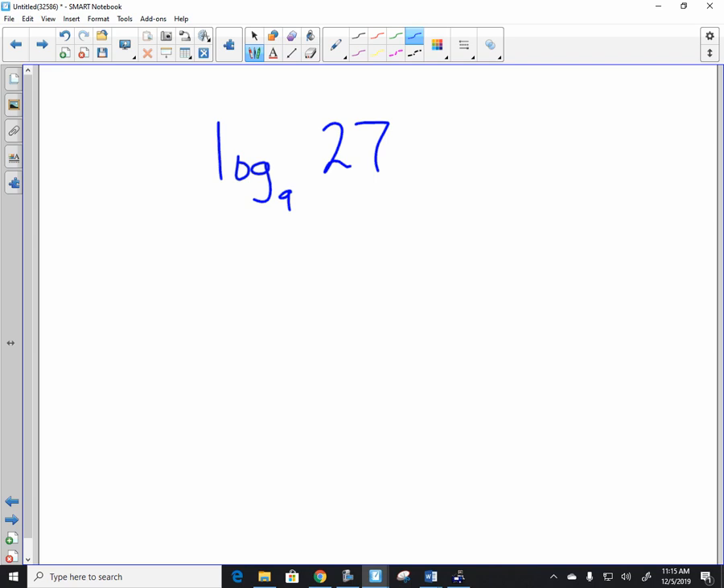Okay, I don't have this problem in your notes, but if I were to write the notes over, I'd put one more problem in there, and then I'm going to let you work for a little while. What if I had this as a problem? Log base 9 of 27 is equal to x. That means 9 to the x power is 27.